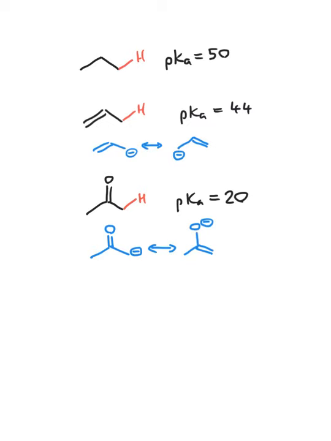Now you don't need to remember the pKa's per se, but do remember the relationships between the pKa and the stability of the conjugate base. You should be able to look at two structures and, judging by the resonance and what atoms are receiving that negative charge, you should be able to say which one is more acidic or less acidic, or has a higher pKa or a lower pKa.